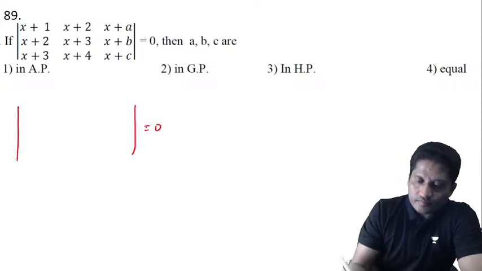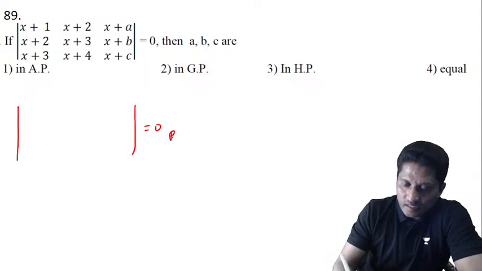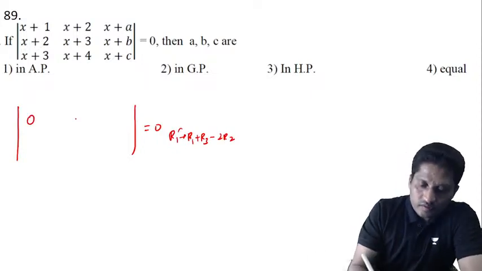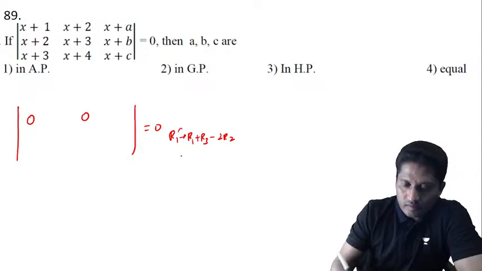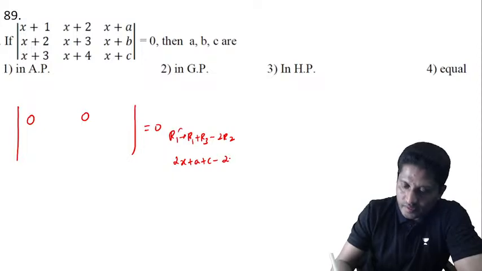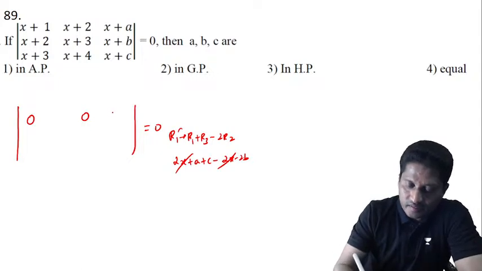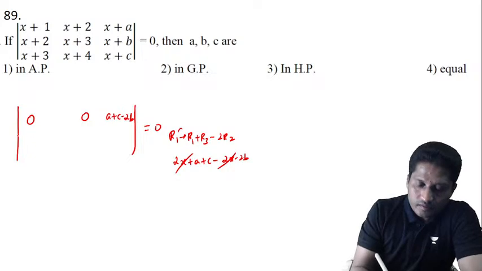Determinant equal to 0. I'm going to change R1 to R1 plus R3 minus 2 times R2. So this is 0. This will be 0. R1 plus R3 is 2x plus a plus c, minus 2 times R2 is 2x minus 2b. This will cancel. You get a plus c minus 2b. This I'll keep as it is.